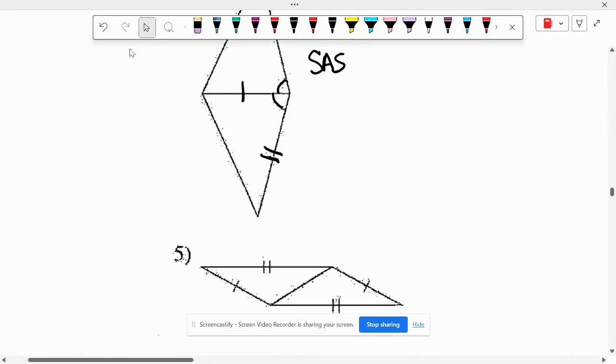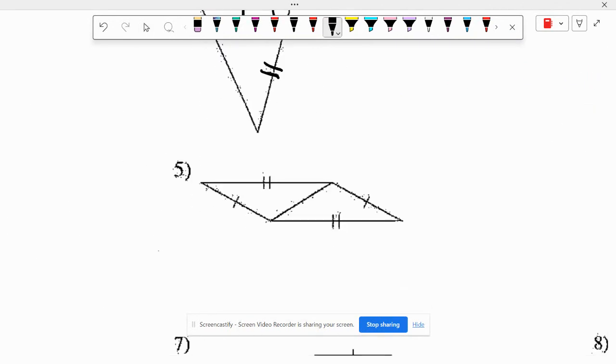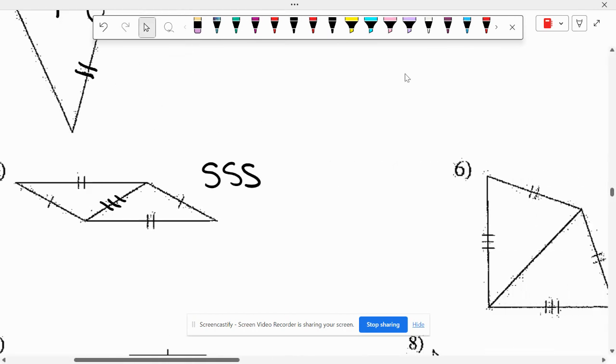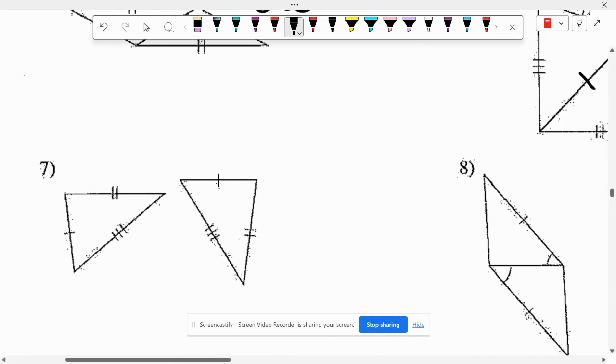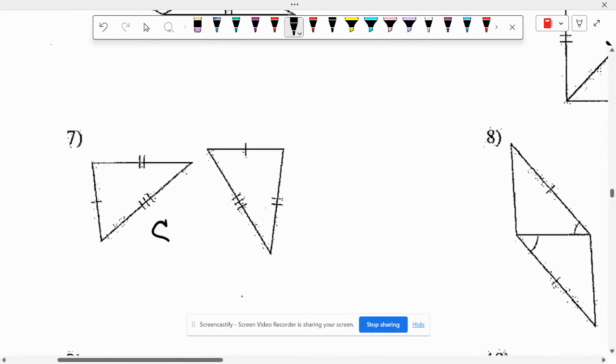Okay, number 5. What method? Good job. I'm going to put 3 marks on here. I'm putting 3 marks because I already have 2 sides marked with 1 and 2 sides marked with 2. So 3 is the next one. And yes, SSS. What about example number 6? SSS. And I don't have a side with 1 mark, so I'm going to give that 1. I'm going to mark it SSS. What about example number 7? Good job. It's already marked for you. You don't have to do anything.